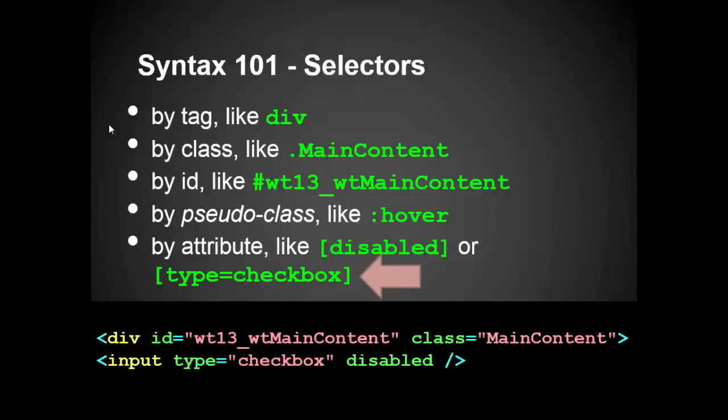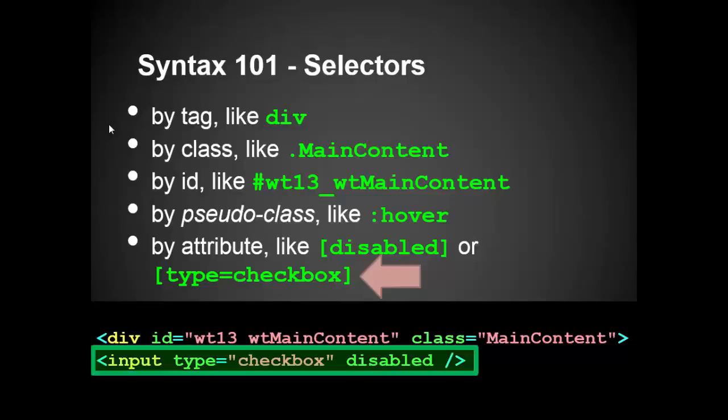Finally, we can also create selectors by type. And here by type, we can mention that we are going to select everything that has the attribute type and that the attribute has the value checkbox. So in this example, it would be exactly the same thing.